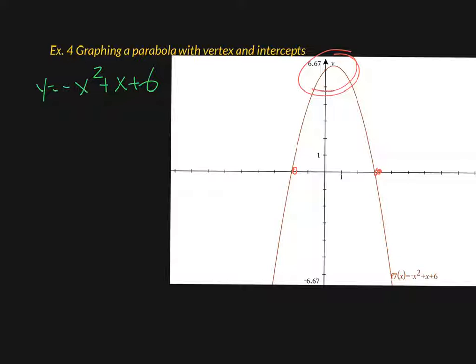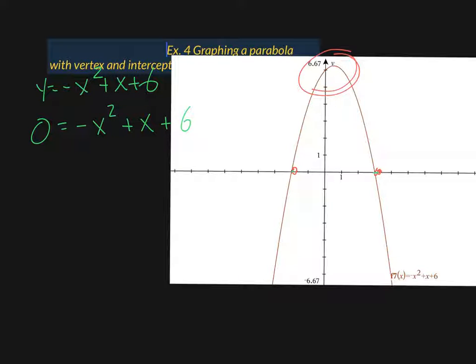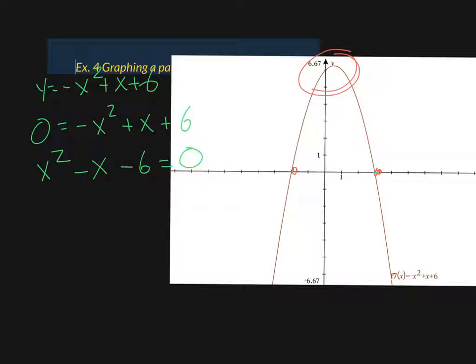So we want to graph this. Well, we know how to do our vertex. We know how to do our y-intercept. So we're not going to worry about those. We're going to worry about the x-intercept points. So we want to set this function equal to 0, because to find the x-intercepts, that's when y equals 0. So 0 equals negative x squared plus x plus 6. Now, we want to factor this. Because I don't like that negative there, move everything to the right side, so that we've got x squared minus x minus 6 equals 0. We're just changing the signs, essentially.